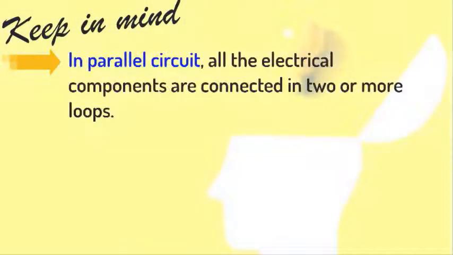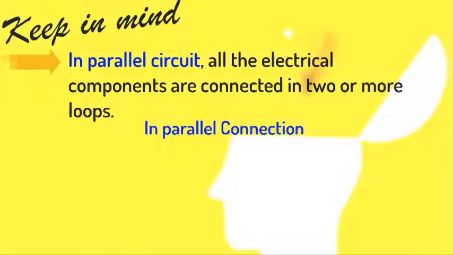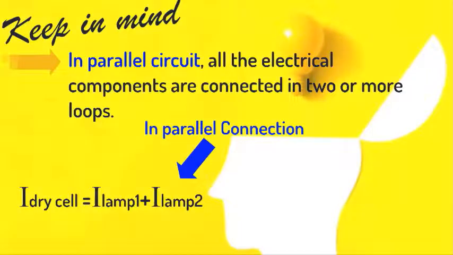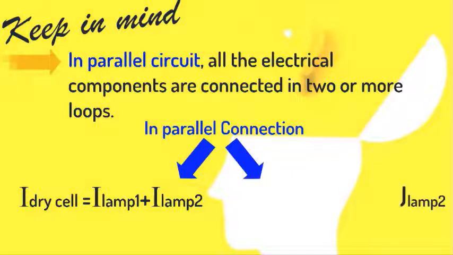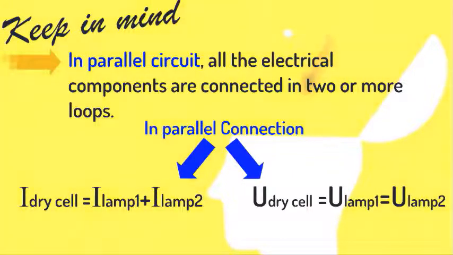You have to keep in mind that in a parallel circuit, all the electrical components are connected in two or more loops. And in this connection, there are two laws. The first law states that the intensity of the current of the dry cell is equal to the sum of that of the lamps. And the second law states that the voltage of the dry cell is equal to the voltages of these lamps.